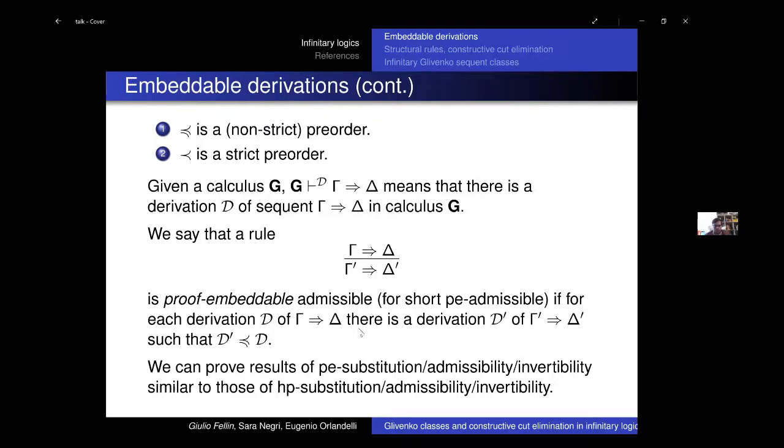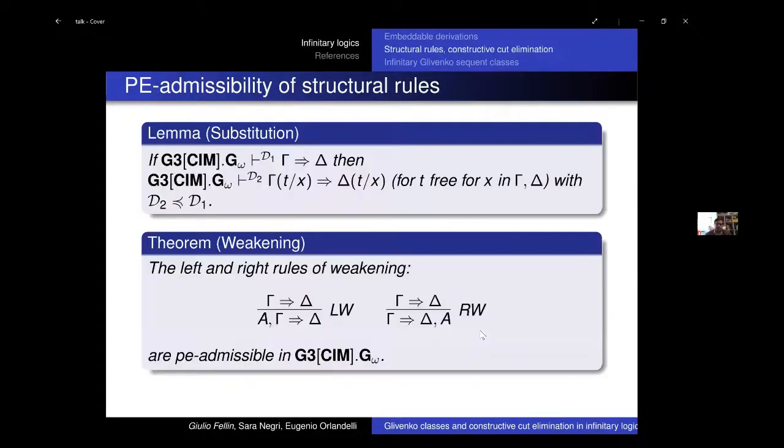We can prove results of PE substitution admissibility and invertibility similar to those of height-preserving substitution admissibility and invertibility. This includes substitution, so substitution is PE admissible. Also, the rules of weakening are PE admissible in all three calculi that we are considering: the classical, the intuitionistic, and the minimal one.